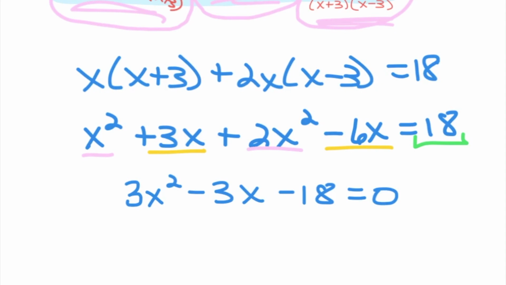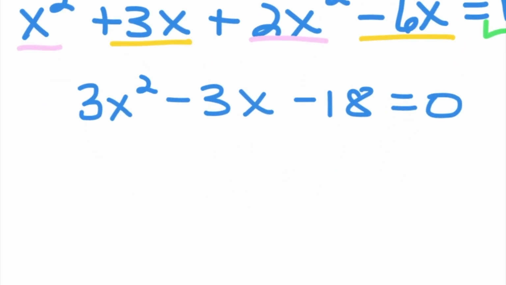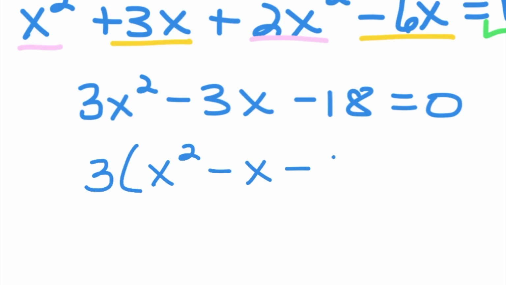Now here's the step where you can't miss the GCF, because if you miss the GCF, you're going to have a heck of a time factoring this, and you really, really want to factor this correctly. And so the first thing you're going to do is factor out the GCF, which is 3. That gives you x squared minus x minus 6, which is quite a bit easier to factor than 3's and 18's. So take a minute and factor that. Pause the video. I'm not going to do it for you.